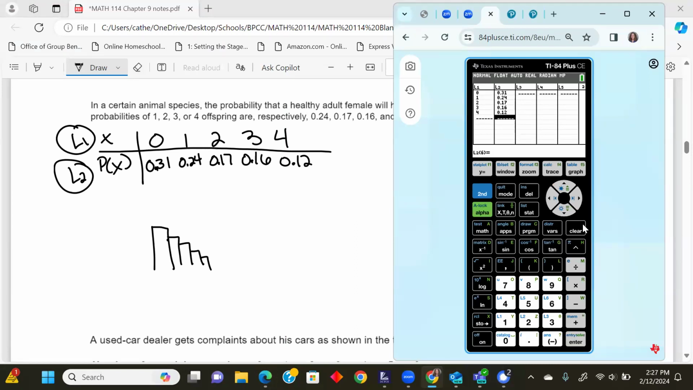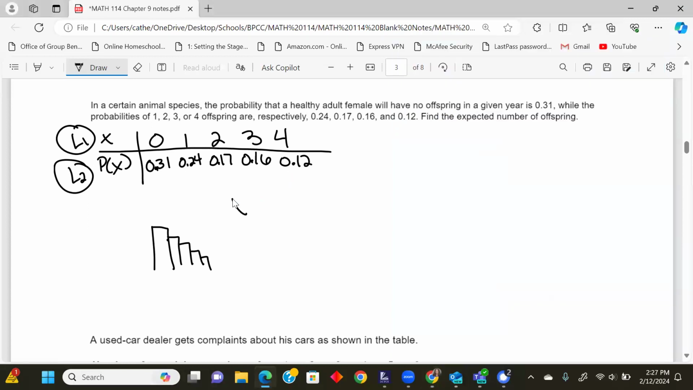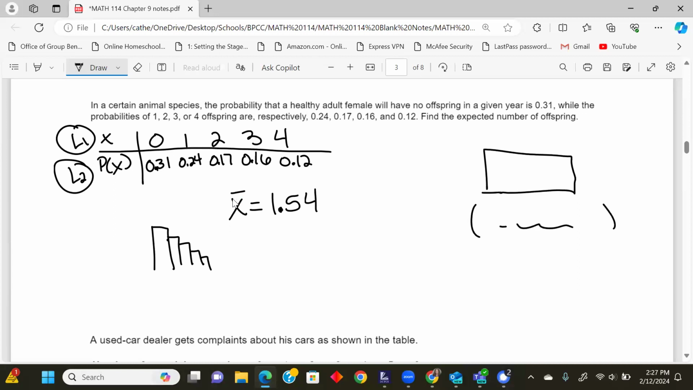Whichever method you prefer. And double check my numbers. All right. So then stat, go over to calculate, 1-Var Stats. We have the regular list in L1, the frequency list, which is our probabilities, in L2, and hit calculate and enter. So the expected value is 1.54 offspring. And remember in MyMathLab, wherever you put the answer, underneath there in blue, they tell you what to round to. So make sure you check that.